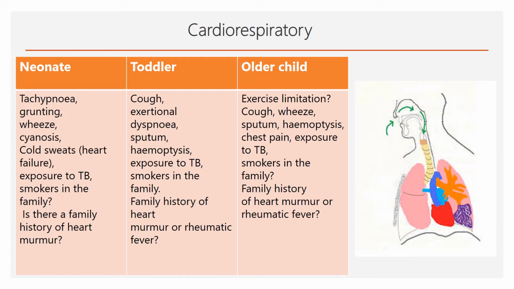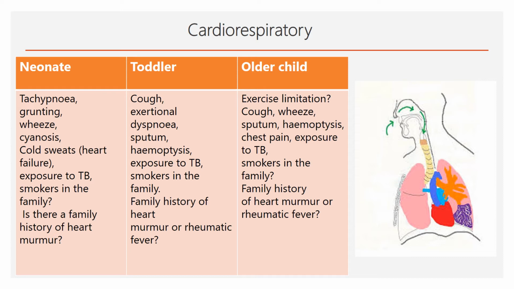At neonate, is there any tachypnea, grunting, wheeze, cyanosis, cold sweats, heart failure, exposure to TB, smokers in the family? Is there a family history of a heart murmur? At the toddler, is there any cough, exertional dyspnea, sputum, hemoptysis, exposure to TB, smokers in the family? Family history of a heart murmur or rheumatic fever.